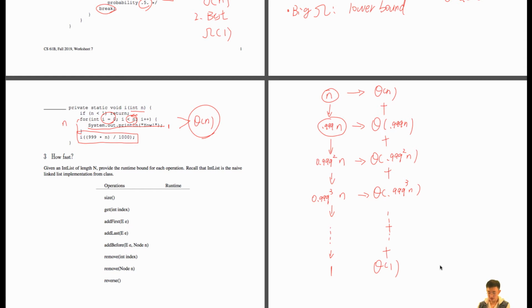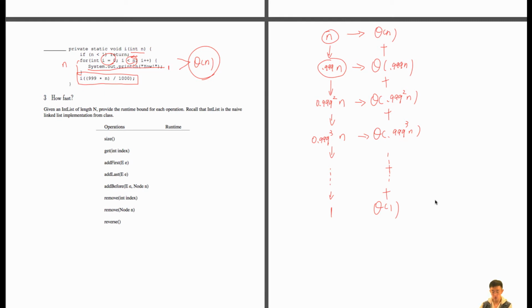And what is that? If we take a look at it, we're going to find out that our total runtime is actually n plus 0.999 n plus 0.999 squared n plus 0.999 cubed n plus all the way to 1. This is a geometric series. And as we mentioned before, a geometric series like this will give you a runtime of theta n. All right? And you can work this out by searching online for how to prove a geometric sequence sum, or just take a close look at it and you may be able to figure it out.